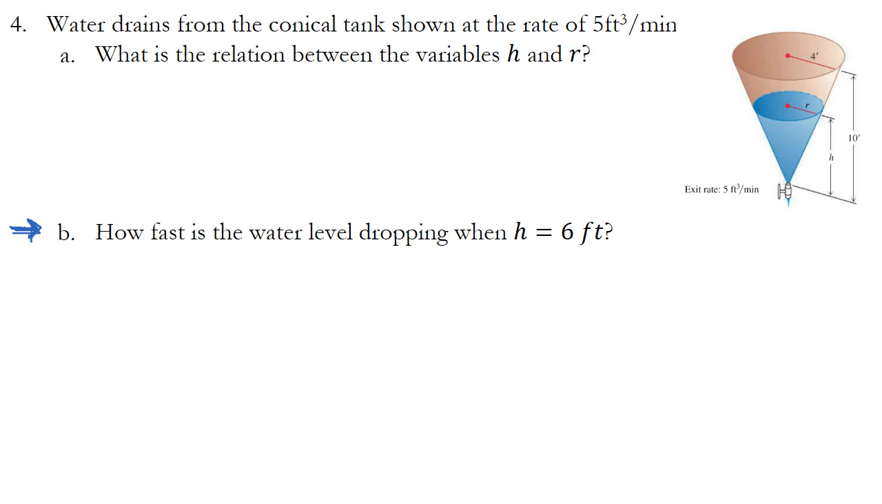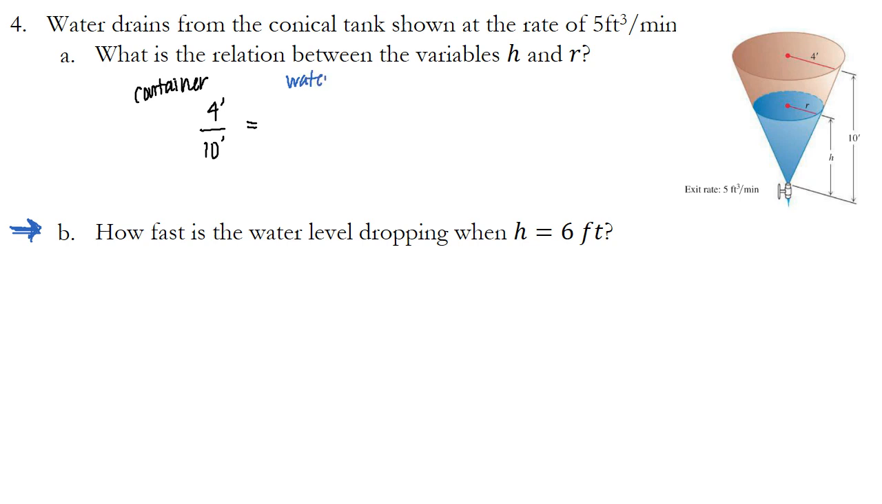So if we look over here, we have a container and then the water inside the container. And the container has a radius of 4 feet and a height of 10 feet. We can talk about the relationship between those two values and compare them to the water height and radius.